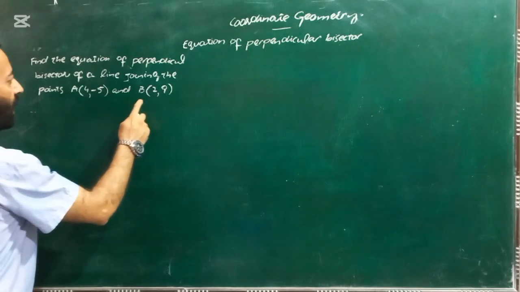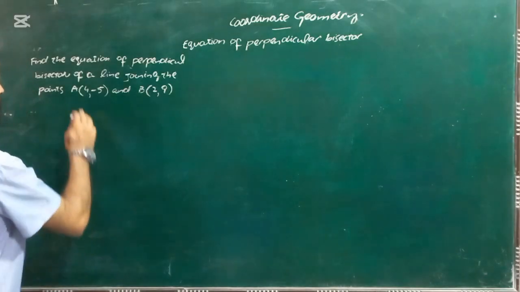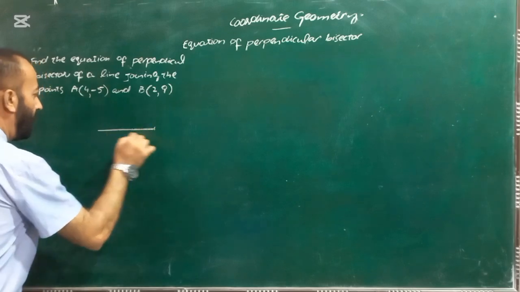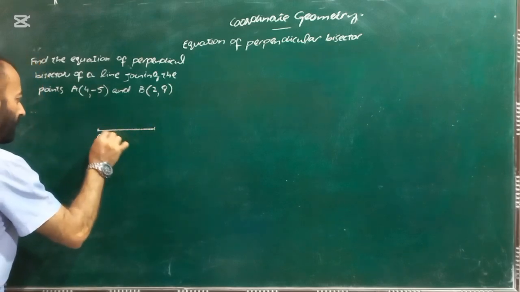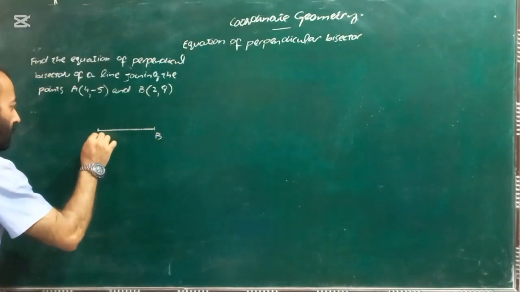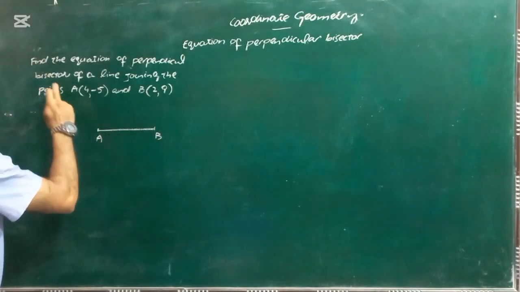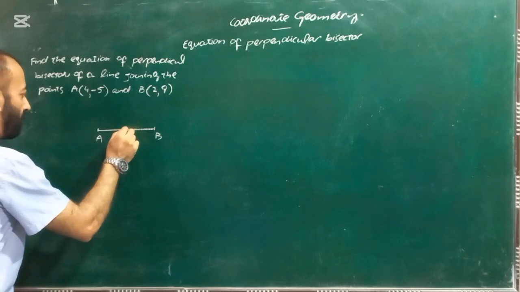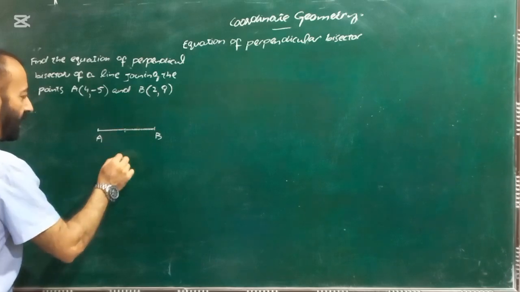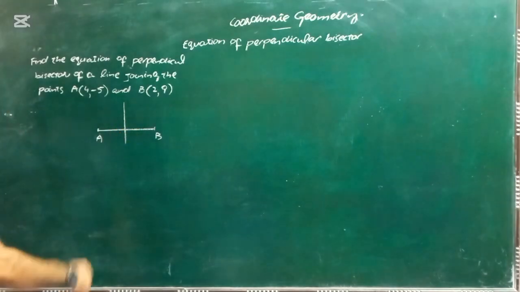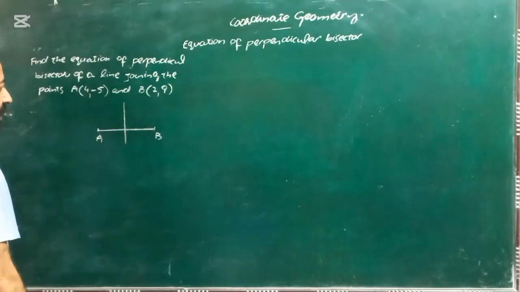and B (2, 9). So here are 2 points. For example, look here. These are 2 points A and B. So the requirement is the equation of the line of the perpendicular bisector. Bisector means it will pass through the midpoint of AB. So the equation of this line is required.